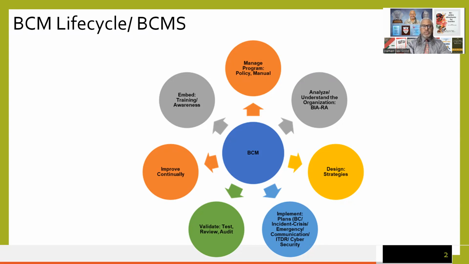Second stage is called analyze or understand the organization. This is where you conduct business impact analysis and risk assessment. These are two instruments to develop the specifications for business continuity, or to develop the business continuity requirements. Once you know the requirements, you need to find a solution. So the requirement is a challenge which needs to be fixed, managed through solutions which are known as strategies. So you design or develop business continuity strategies.